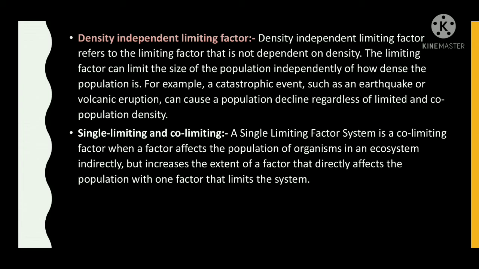population density. Single limiting and co-limiting. A single limiting factor system is a co-limiting factor when a factor affects the population of organisms in an ecosystem indirectly, but increases the extent of a factor that directly affects the population, with one factor that limits the system.